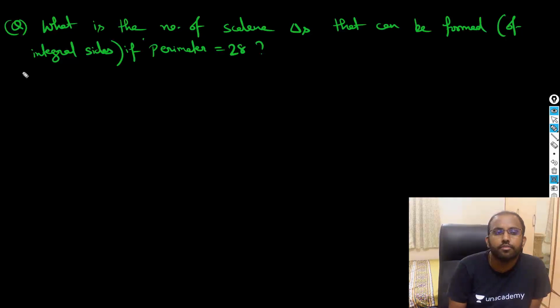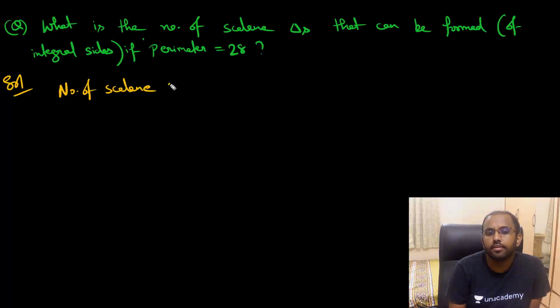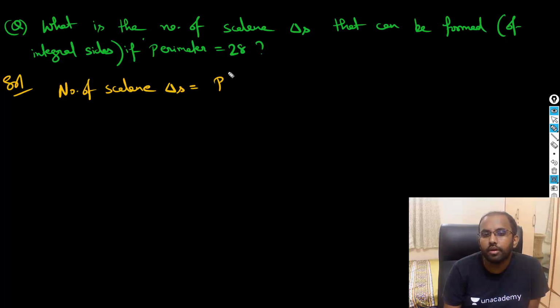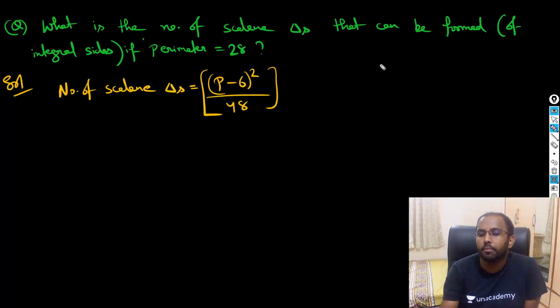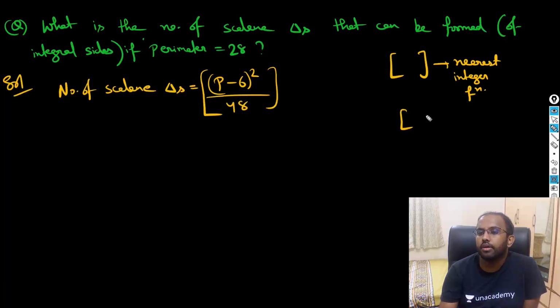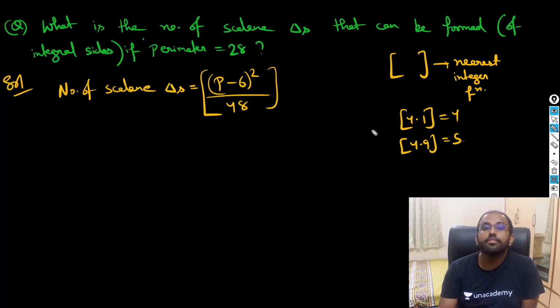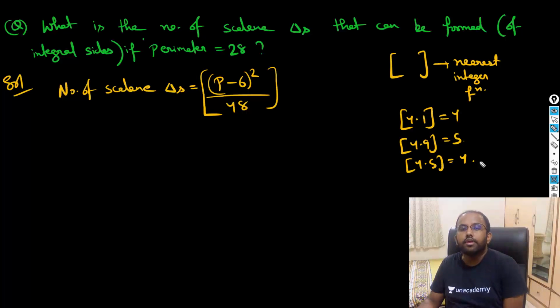Just to remind you, the number of scalene triangles is equal to the nearest integer of (p minus 6) square by 48, once p is an even number. This is basically for all even numbers. And what does this bracket mean? If you remember, this means the nearest integer function. It basically means 4.1 is equal to 4, 4.9 is equal to 5 in this nearest integer function. And here it is 4.5, it actually remains 4 only. Okay, so that's the meaning of the nearest integer function, right?